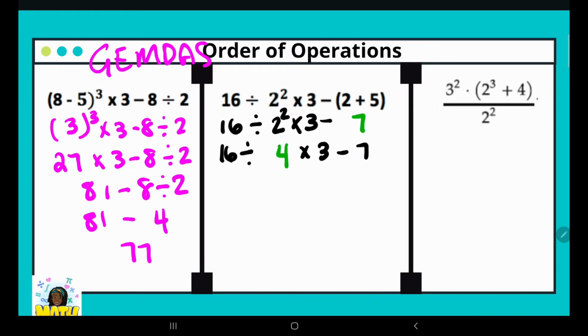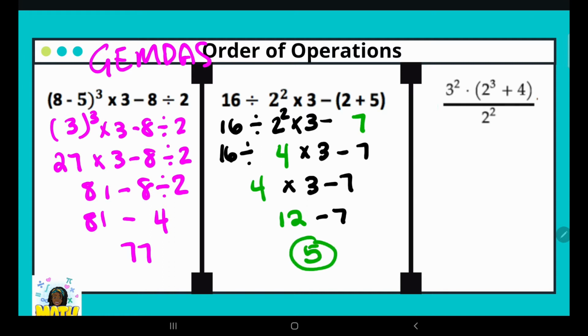Okay. Now I know that GEMDAS tells me that multiplication and division are on the same level from left to right. And this is an area that a lot of people do get confused. So you might be tempted to say 4 times 3 first, but we really need to divide 16 divided by 4, because reading from left to right, the division is happening before the multiplication. So 16 divided by 4 is 4. And then I'm going to bring everything else down. Times 3 minus 7. Now I can go ahead and do my multiplication. 4 times 3 is 12. Minus 7. 12 minus 7 for a final answer of 5.